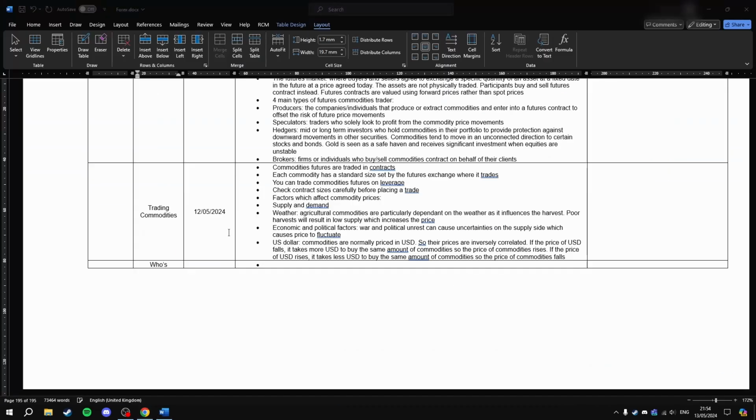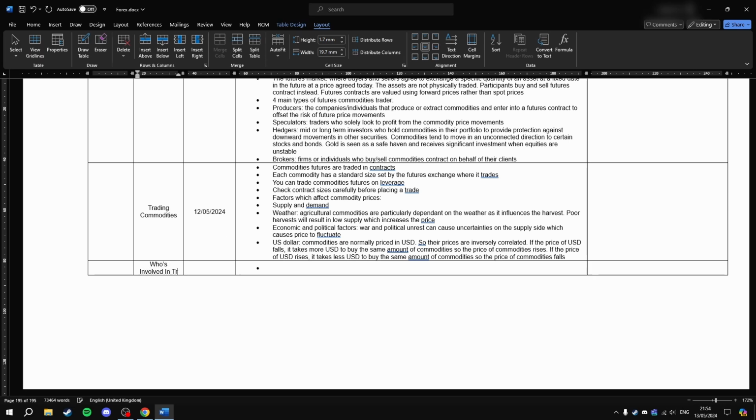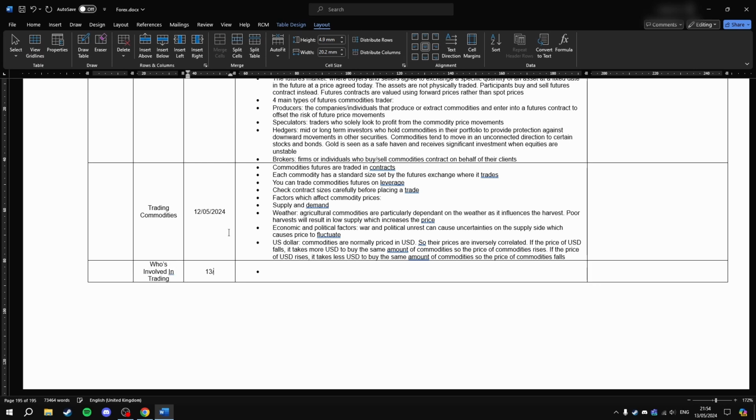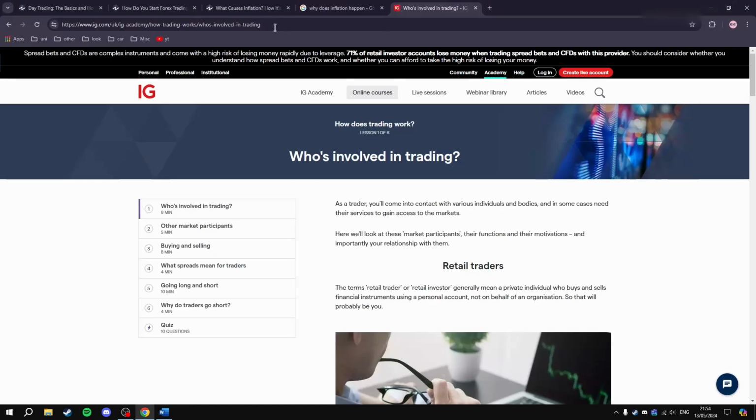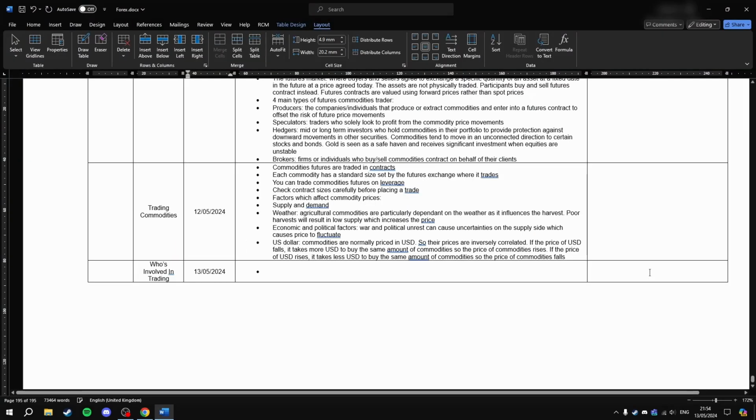Who's involved in trading? Date is the 13th. Let's add a new link here.